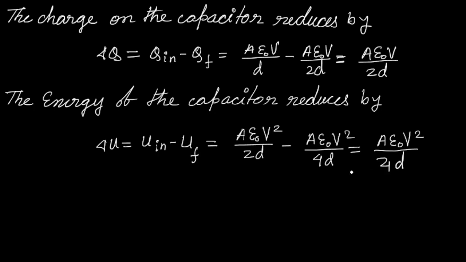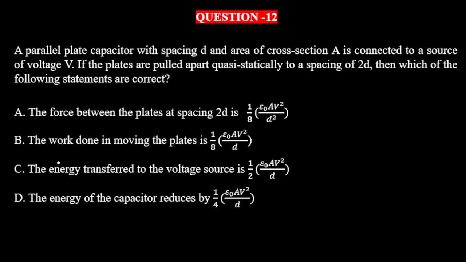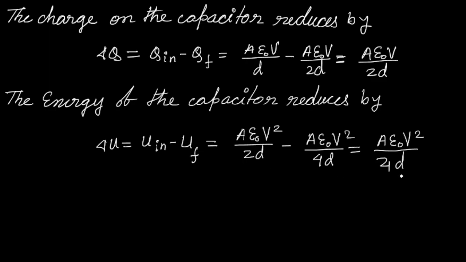That is option D. In option D, it is written that the energy of the capacitor is reduced by 1 by 4 epsilon naught A V square divided by D, and we are getting exactly the same answer here. So that means option D is correct.